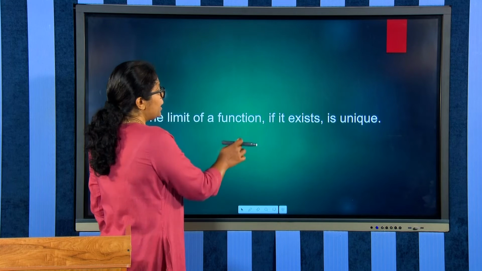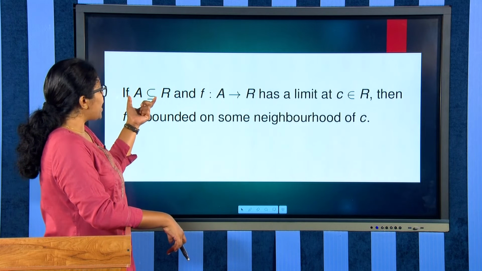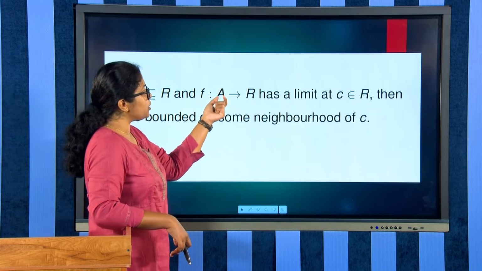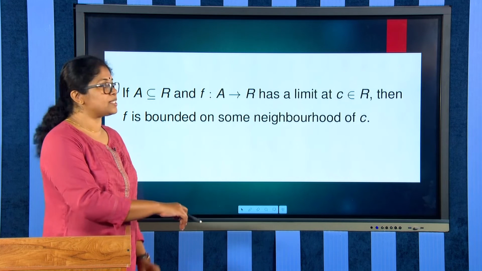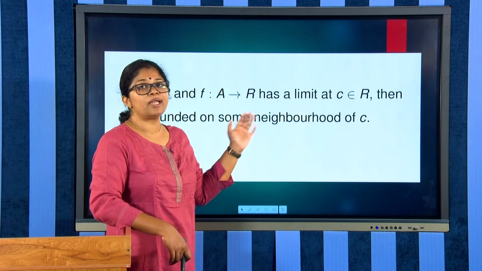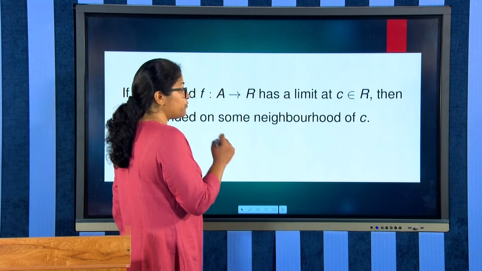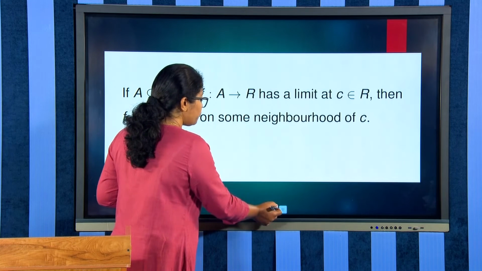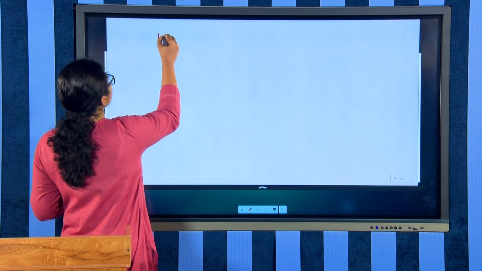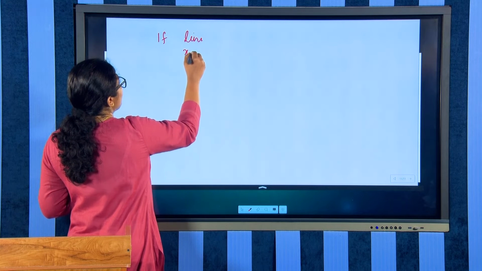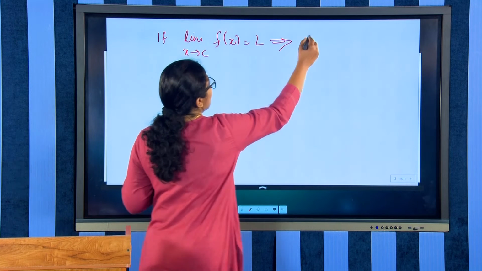Now the next important result that we have in this limit is: if A is a subset of R and f is a function from A to R which has a limit at C belonging to R, then f is bounded on some neighborhood of C. So this is also analogous to a previous result that we discussed in the sequences chapter, that convergence implies boundedness. So the proof is a similar one. We are going to show that if limit x approaching C of f of x is equal to L, this should imply f is bounded.